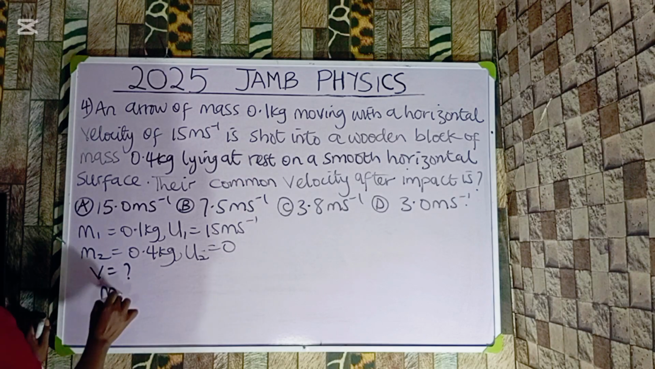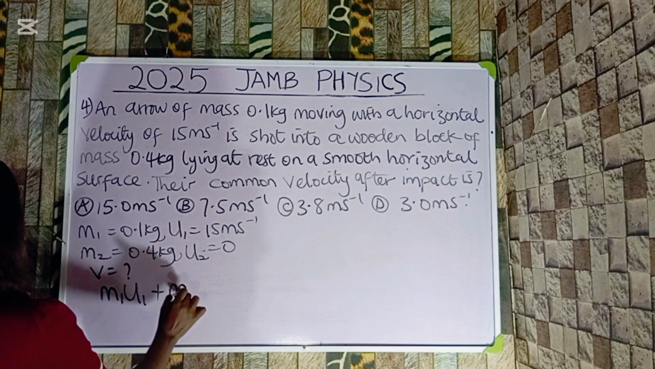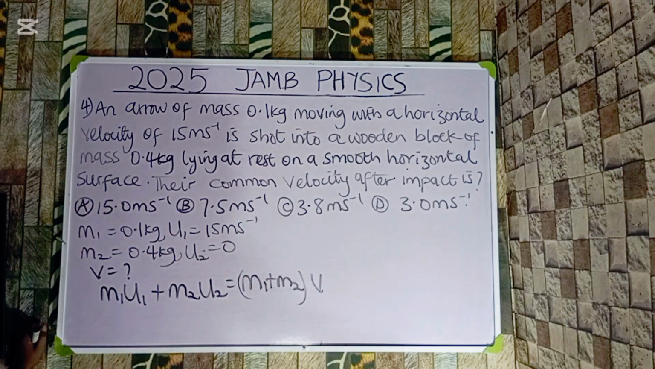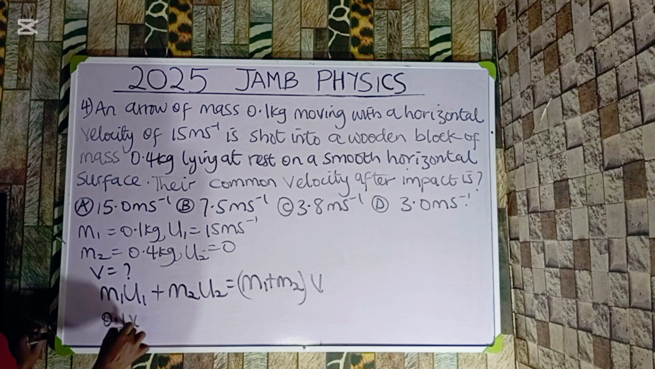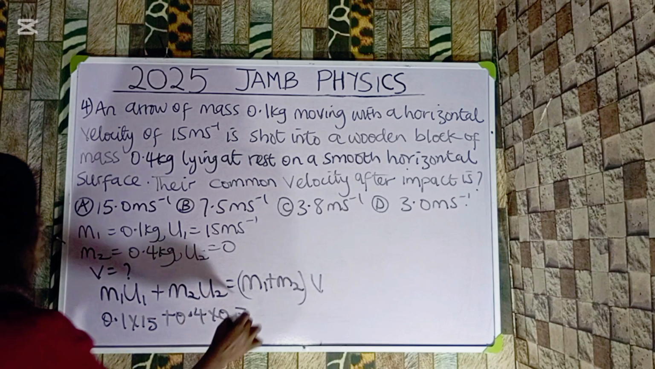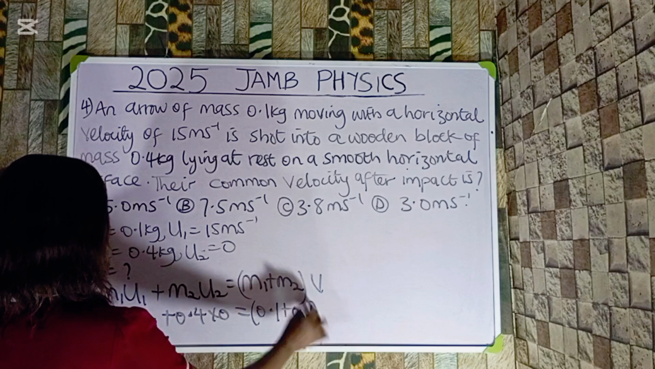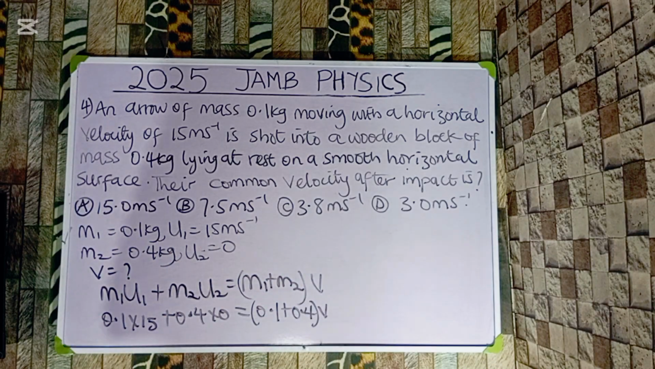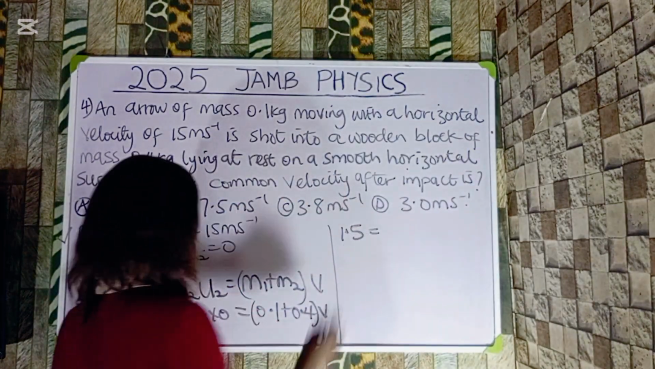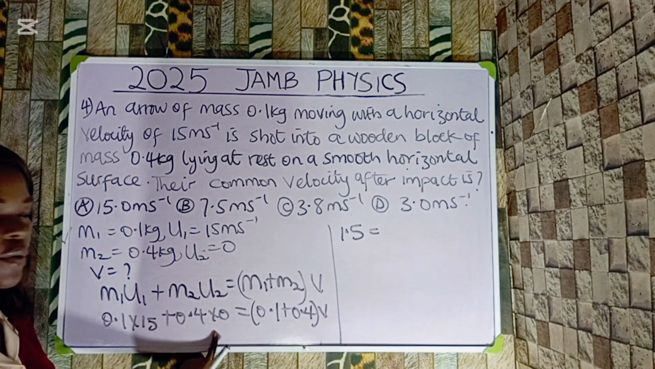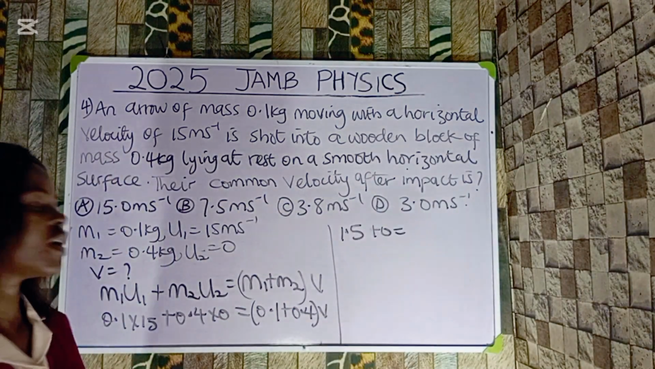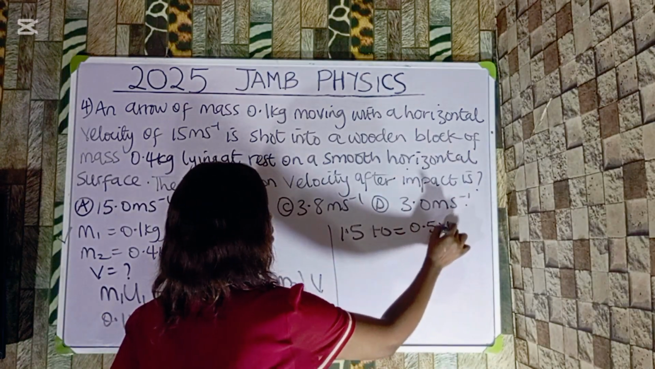And the formula is M1U1 plus M2U2 equals M1 plus M2, bracket, V. So let's go. 0.1 times 15 plus 0.4 times 0 is equal to 0.1 plus 0.4, all times V. Now 0.1 multiplied by 15 gives me 1.5, then plus 0, equals 0.1 plus 0.4, which gives me 0.5. So this is 0.5 V.